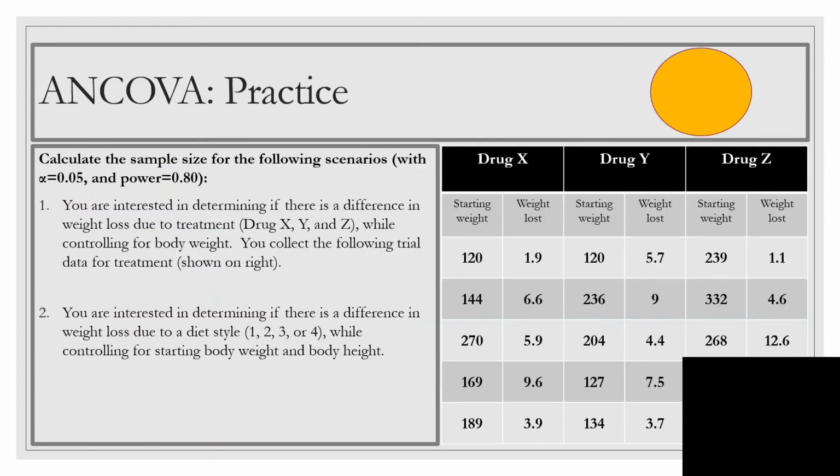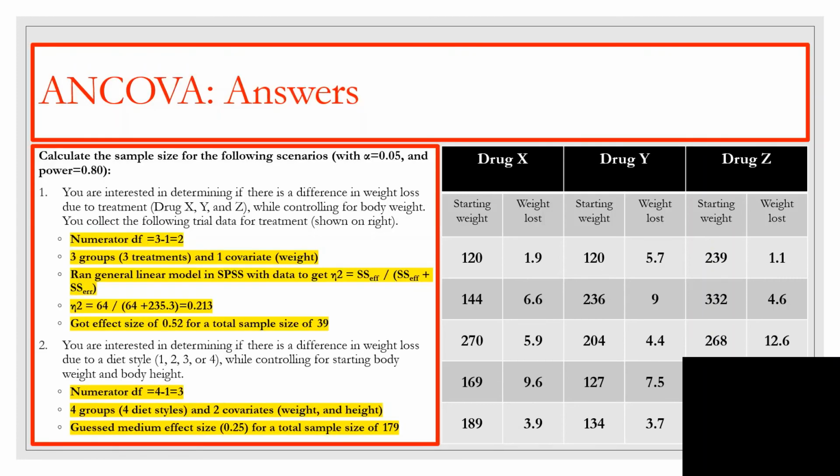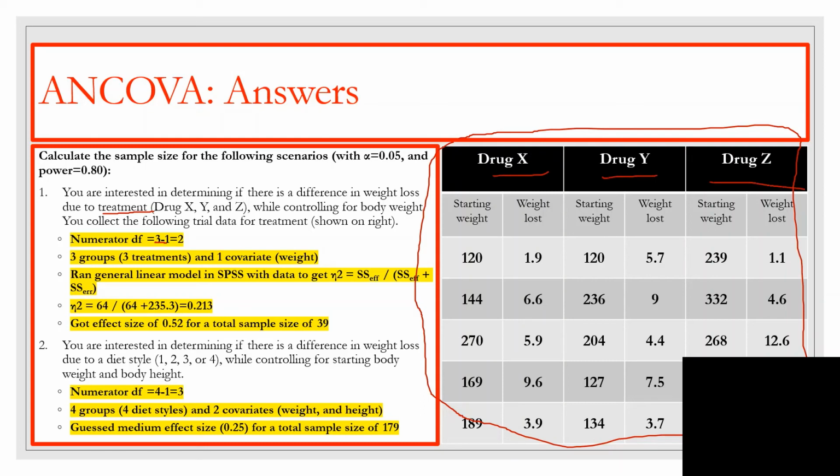Here are 2 practice ANCOVA problems on weight loss. For the results, we see that we have the raw data here, and there is treatment as the effect we're interested in. So the numerator degrees of freedom is going to be 2, because there are 3 groups, drug X, Y, and Z, minus 1 equals 2. And we want to control for body weight. So 3 groups, 3 treatments, and then 1 covariate.